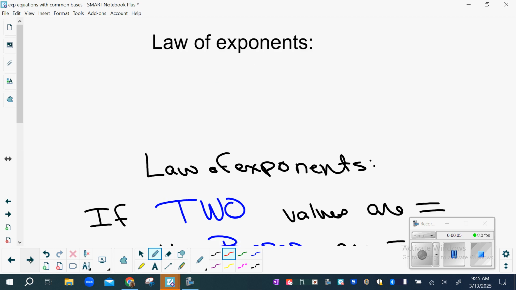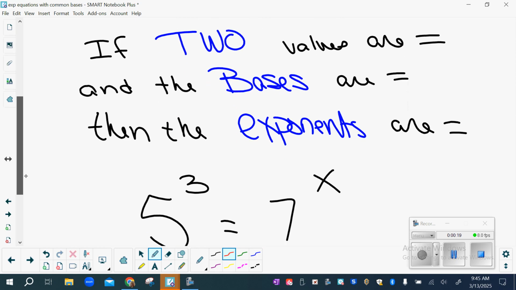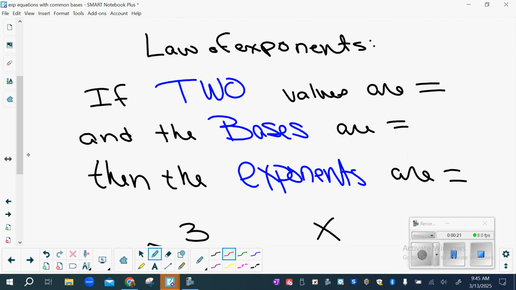We are heading into logs, but not quite today, because today we're doing something much easier. We're doing a thing called the law of exponents, and you do not need to write it down. It is the easiest rule in math that we have. I'm going to show it to you right here. And the law of exponents says this.